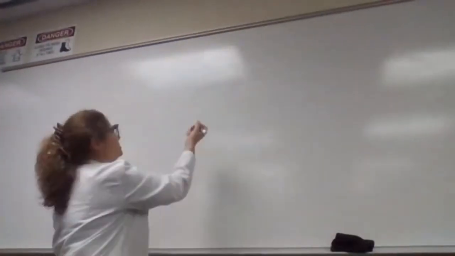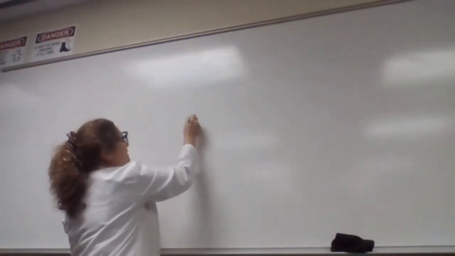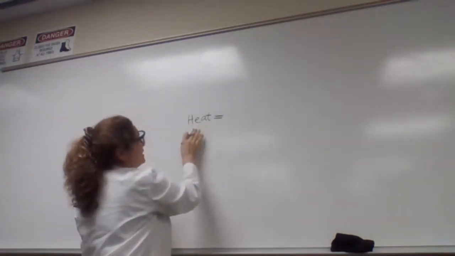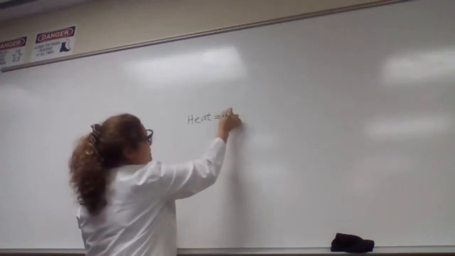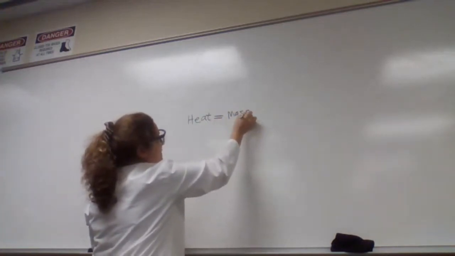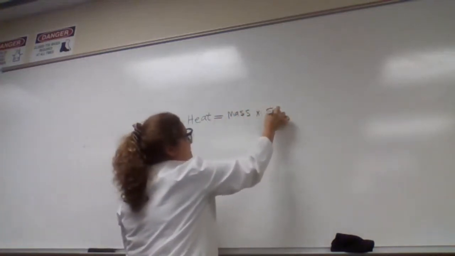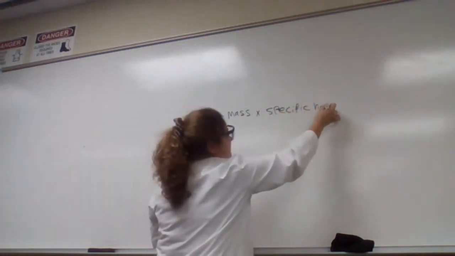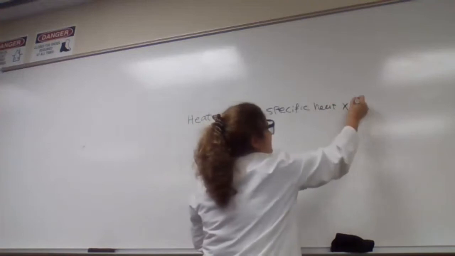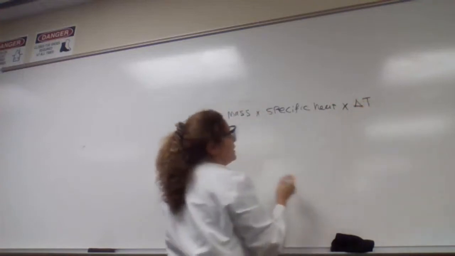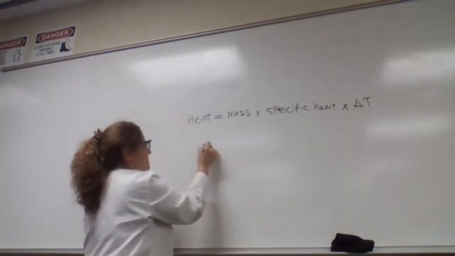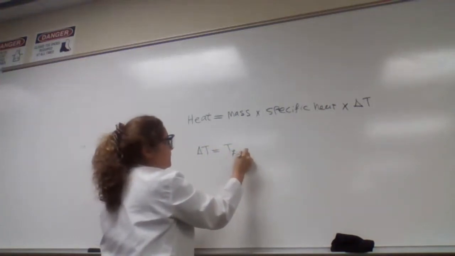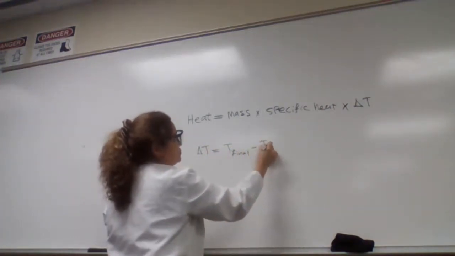So in general, the amount of heat released or absorbed in a chemical reaction equals mass times specific heat times change in temperature. What is change in temperature? Change in temperature is the final temperature minus the initial temperature.